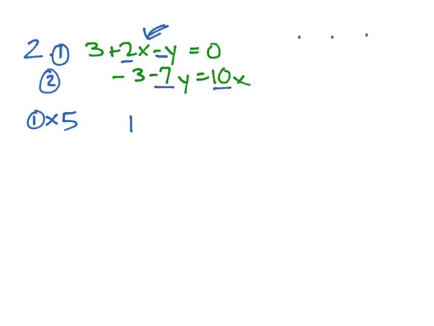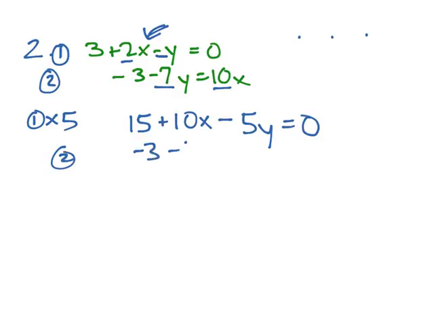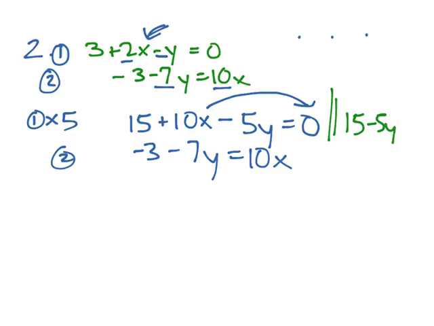So that gives us 15 plus 10x minus 5y is equal to 0. And we leave the second equation as it is. Minus 3 minus 7y is equal to 10x. And actually, we can move around the terms in the first equation a bit just to make this clear. If we move x to this side, we get 15 minus 5y is equal to minus 10x.